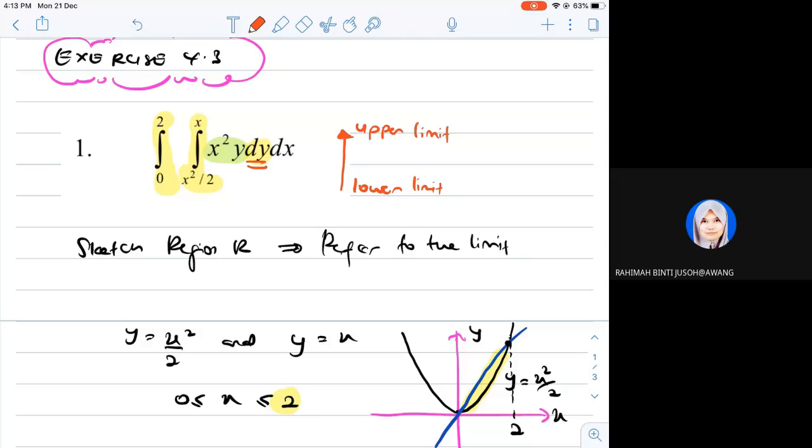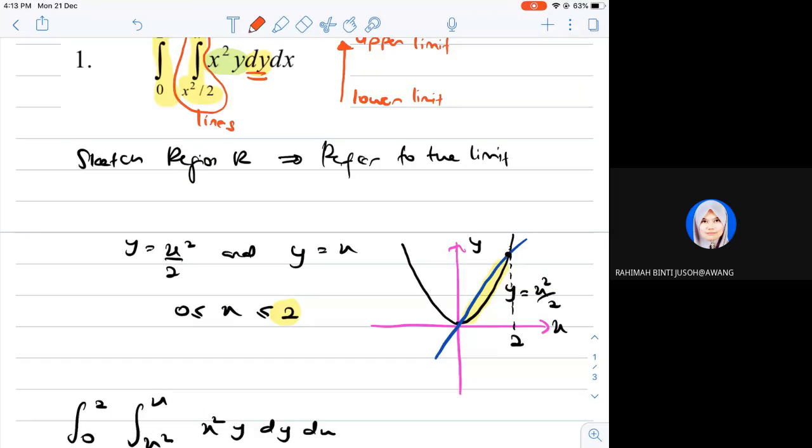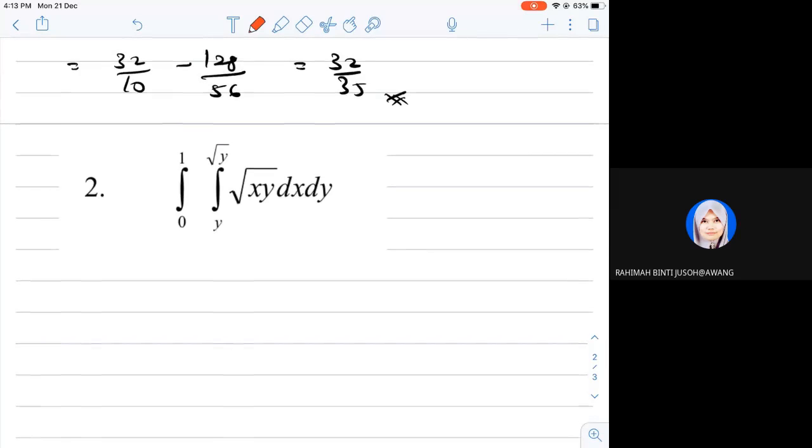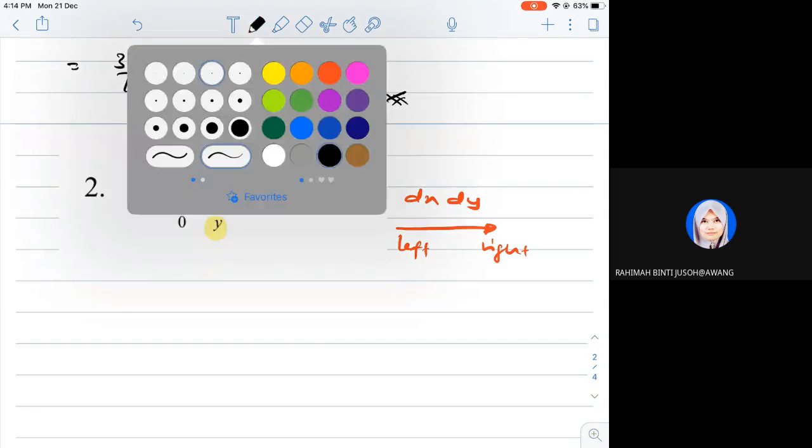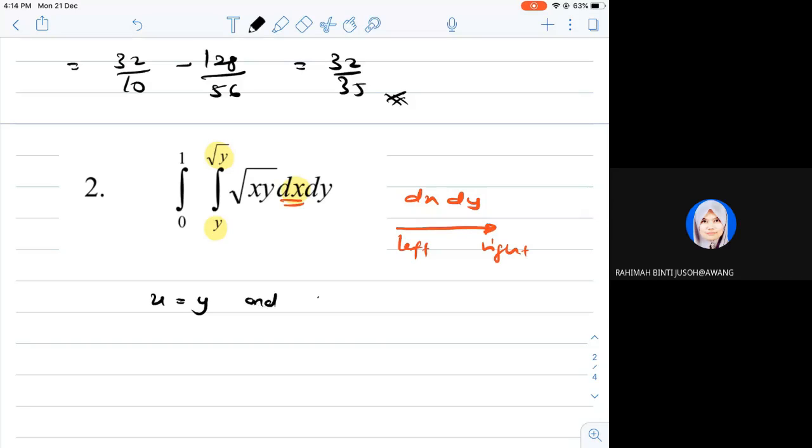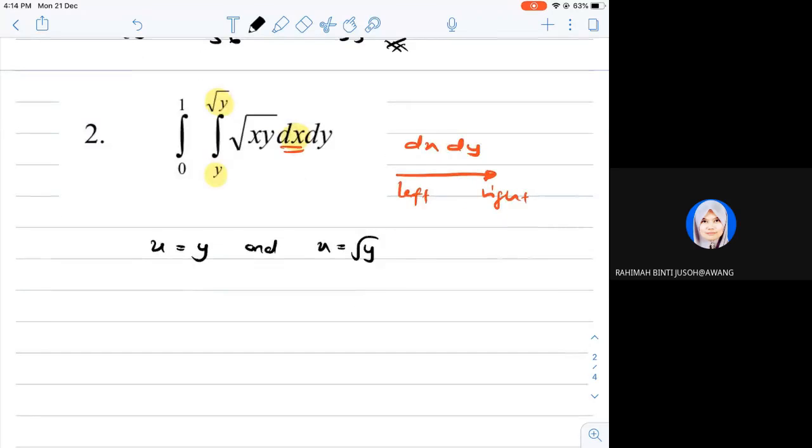Then you have to note that all of these are lines. So this is the lower line, and this is the upper line, from bottom to top. Now for the second question, we have dx first, since dx dy, so we move from left to right. These concepts are very important, especially if you want to reverse the order of integration. So now x from y until square root of y. So we have two equations: x equals y and another one, x equals square root of y. Next, the limit of y is from 0 until 1.